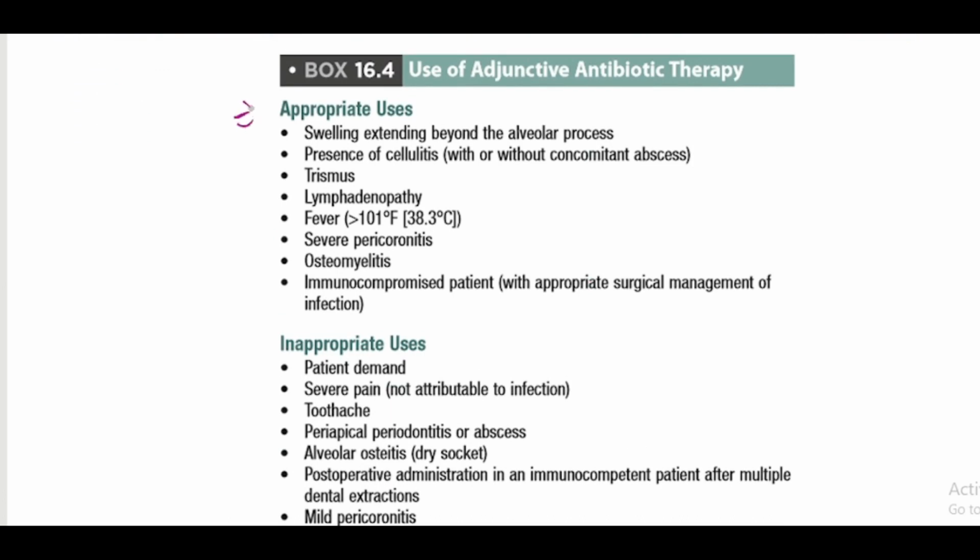Now, appropriate use of antibiotic includes swelling extending beyond the alveolar process. Remember that. Presence of cellulitis, trismus, lymphadenopathy, fever more than 101 Fahrenheit, severe pericoronitis, osteomyelitis, immunocompromised patient. In those cases, it is appropriate to use antibiotic.